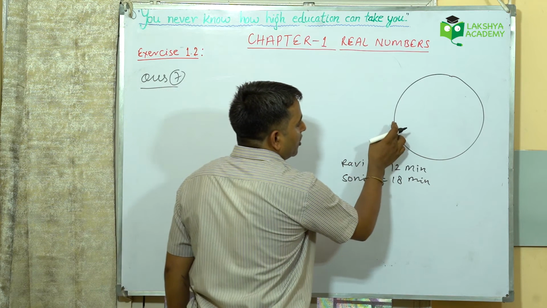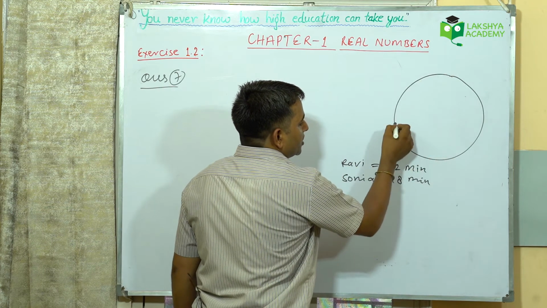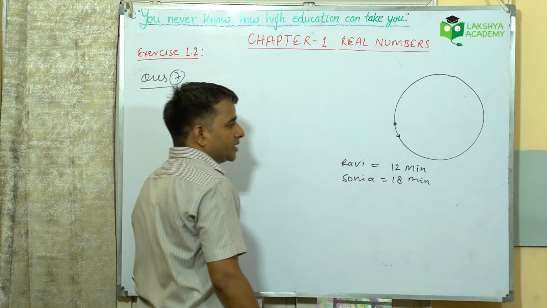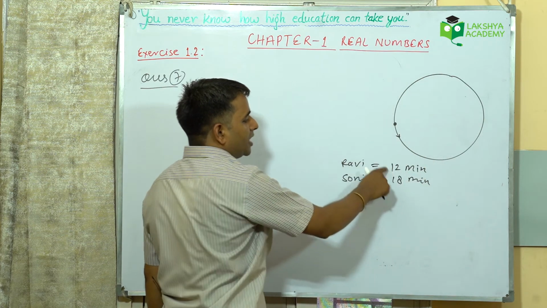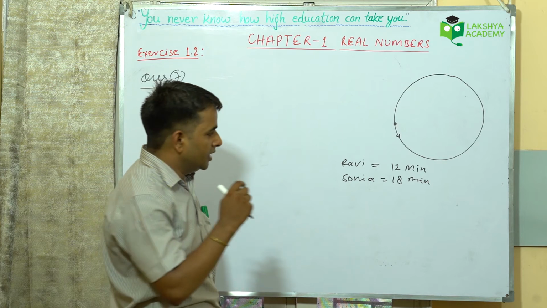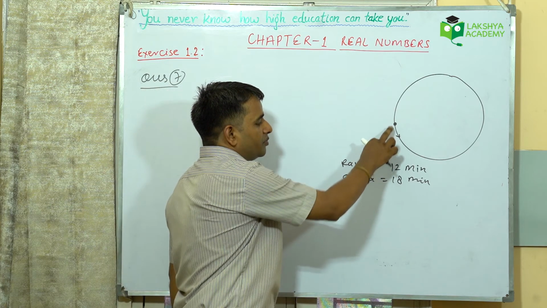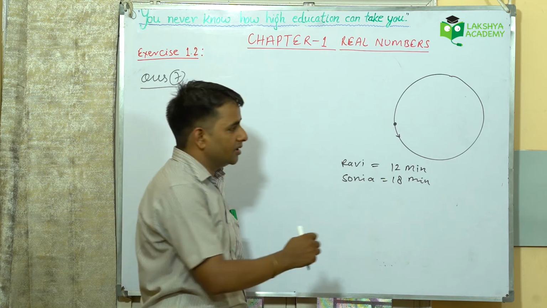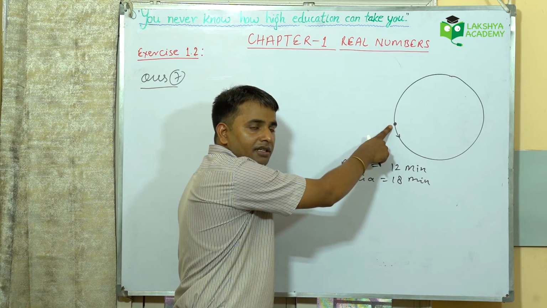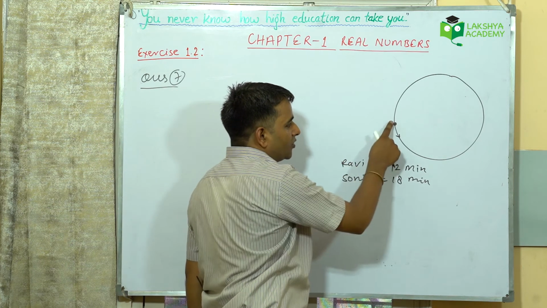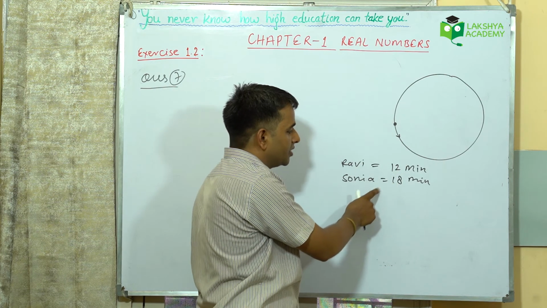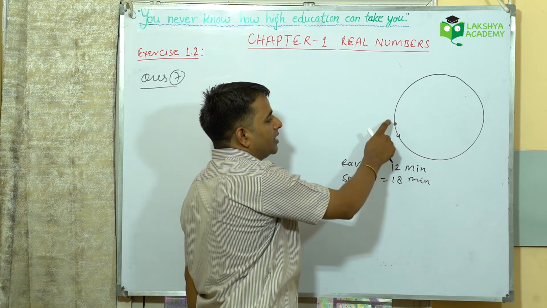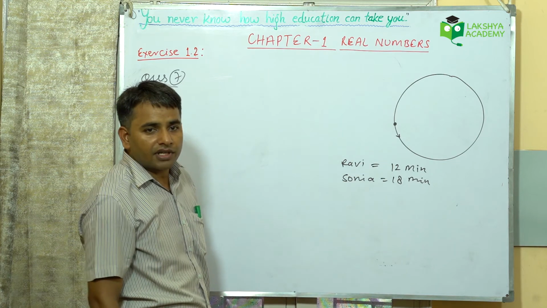Now we need to find out when they will meet again. Once they are moving in the same direction, the minimum time would be the 12 minutes to complete. So 12 minutes to complete means before 12 minutes they cannot meet. They will start at this point. Ravi will take 12 minutes to complete this circle and Sonia will take 18 minutes. So naturally they can never come together again at 12 minutes.